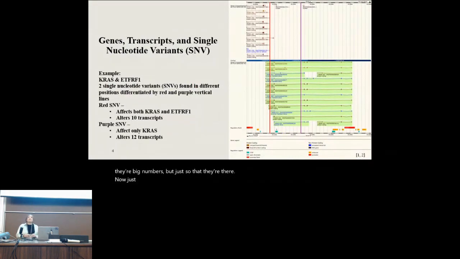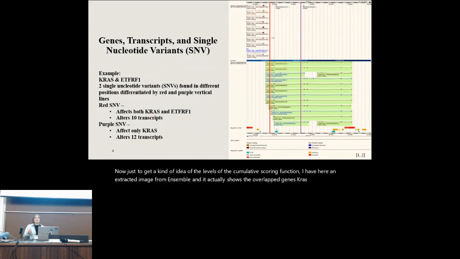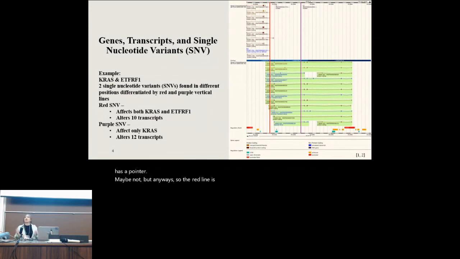Now, just to get an idea of the levels of this cumulative scoring function, I have here an extracted image from Ensembl, and it shows the overlapped genes KRAS and ETFRF1. So the horizontal lines are all of the transcripts that occur between both of these genes. And I've placed these vertical purple and red lines that show hypothetical variants that we're going to look at. So if we're looking at the red line, it's the very first one. So the red line is going to show the red variant.